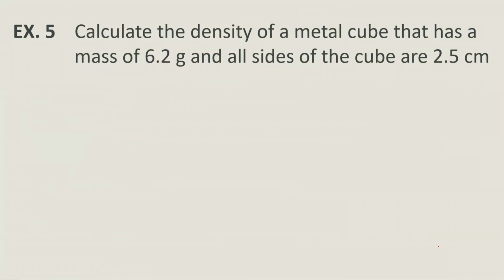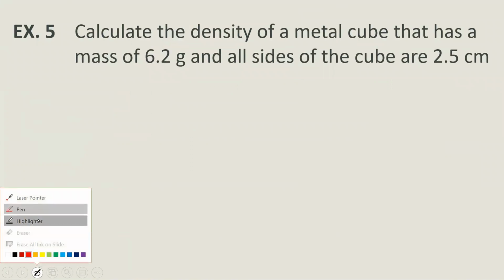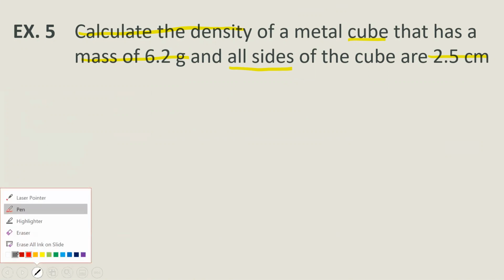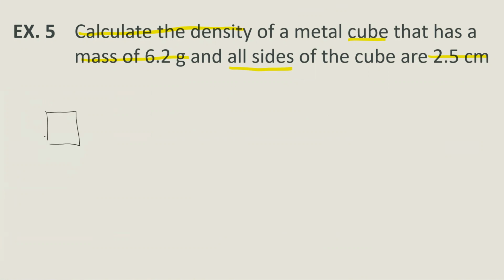All right, so first example for today. Calculate the density of a metal cube that has a mass of 6.2 grams and all sides are 2.5 centimeters. So you first have to know, what does a cube look like? I'm going to try to draw one the best I can. Okay, there's my cube. Three-dimensional, a little lopsided. It's saying all sides are 2.5 centimeters.